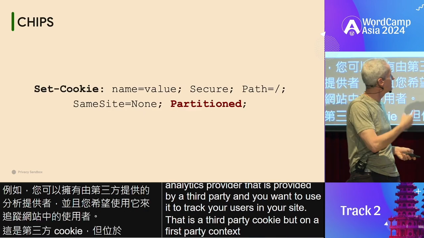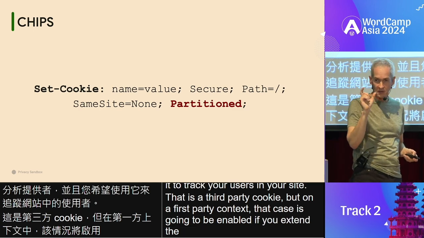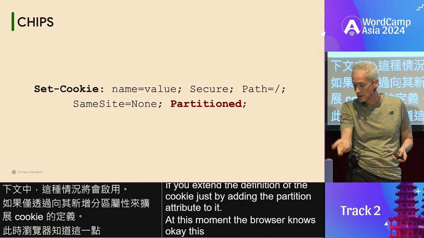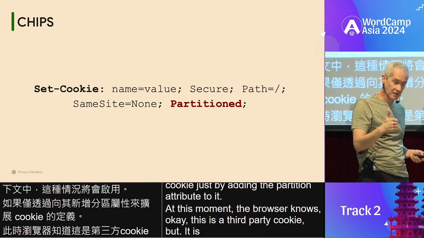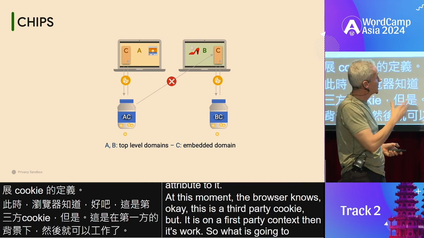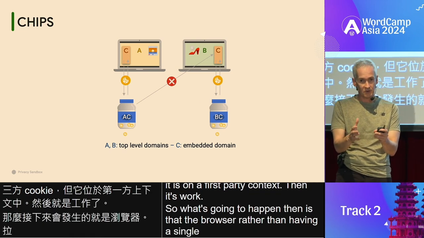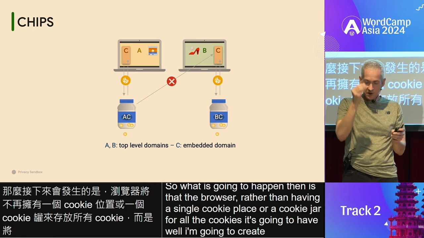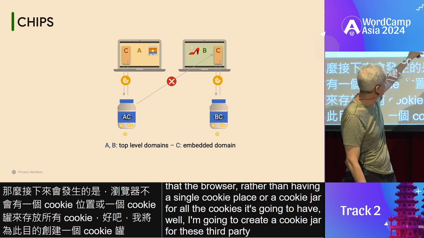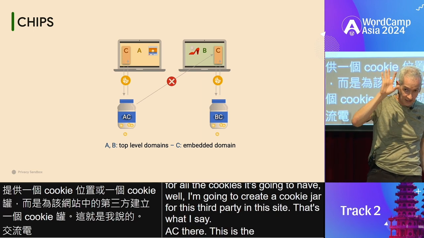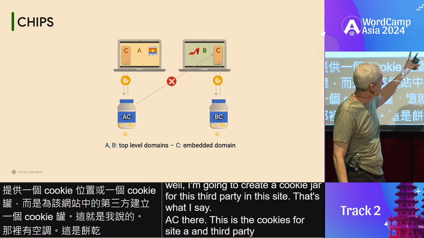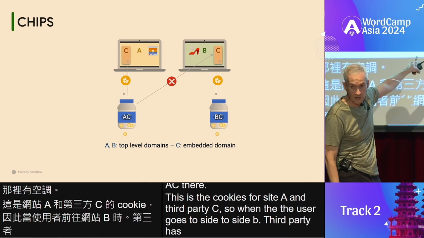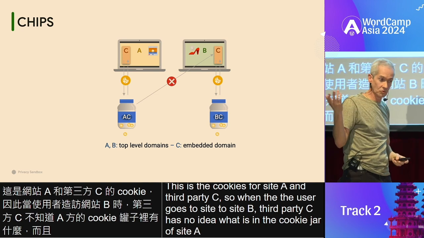That case is going to be enabled if you extend the definition of the cookie just by adding the partition attribute to it. At this moment, the browser knows, OK, this is a third-party cookie, but it is in a first-party context. Then it works. So what is going to happen is that the browser, rather than having a single cookie jar for all the cookies, is going to create a cookie jar for this third party in this site. That's what I say AC there. This is the cookies for site A and third party C. So when the user goes from site A to site B, third party C has no idea what is in the cookie jar of site A. And then we broke the chain, and the user cannot be tracked.